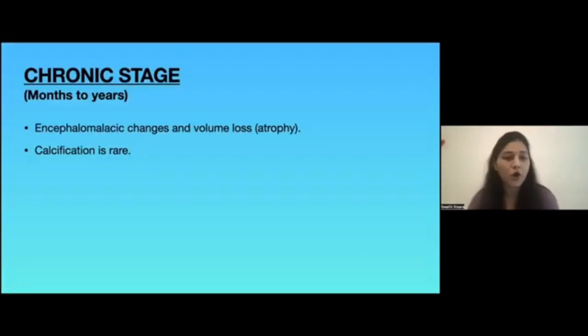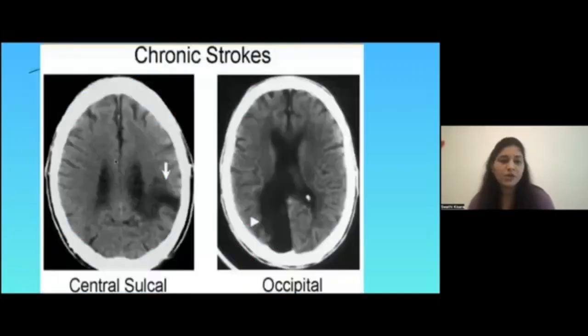Now coming to the chronic stage. In chronic stage, we see encephalomalacic changes and volume loss causing atrophy of the brain at the infarcted site. Calcification can also be seen, but is rare. So these are the appearances of chronic infarcts. This is in the right occipital region, and this is in the central sulcal region.